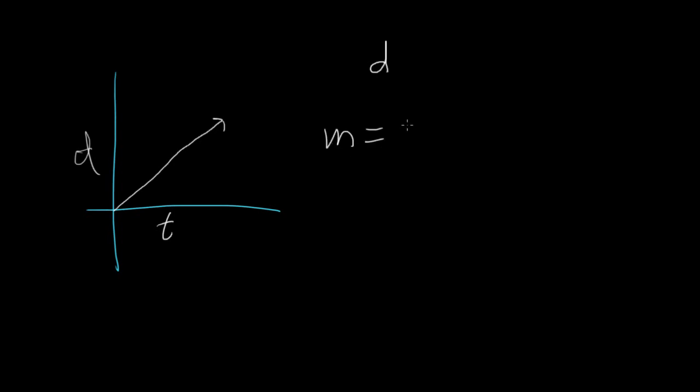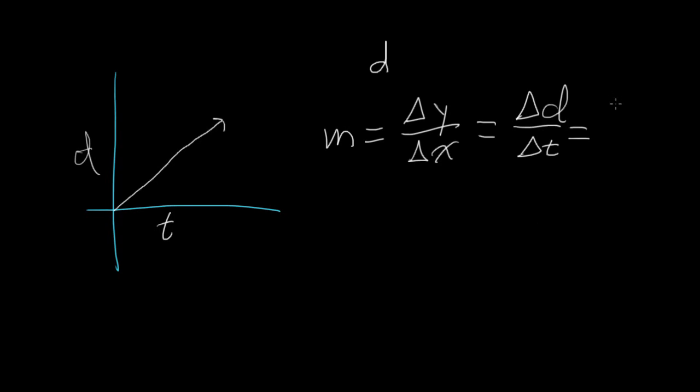And, well, here, back up. Slope is the change in y over the change in x, right? Well, the change in x is going to be the change in time, right? Because time is in the x direction. The change in y is going to be the change in distance. So, distance over time.